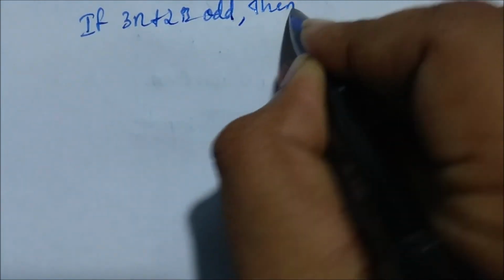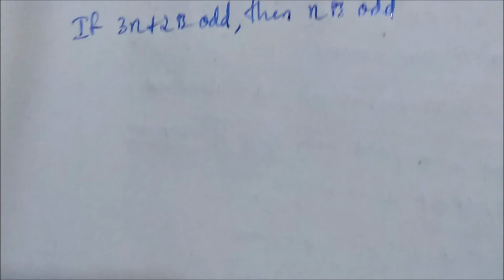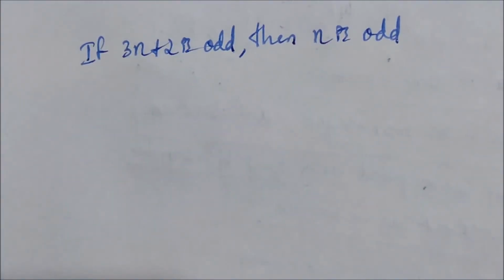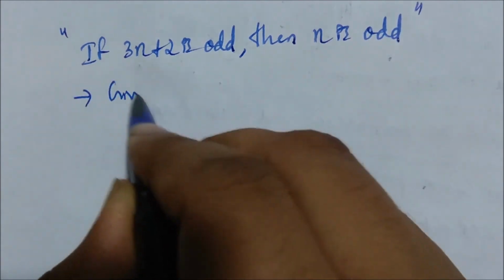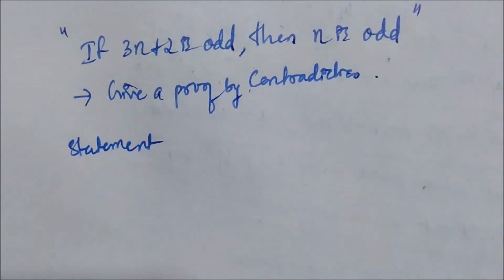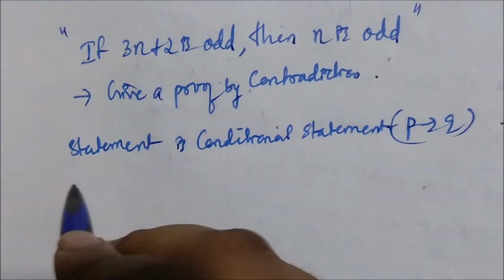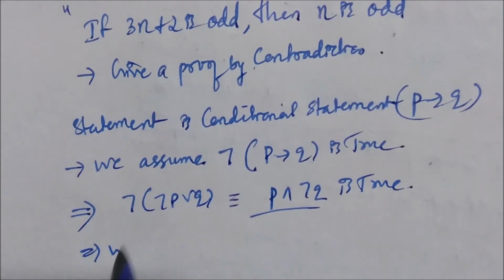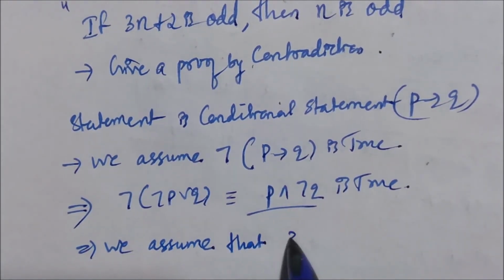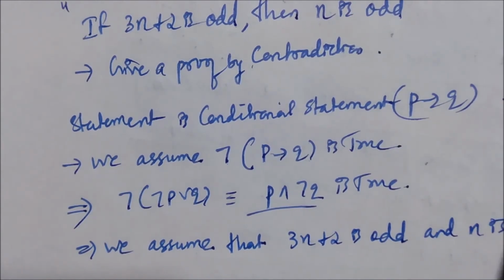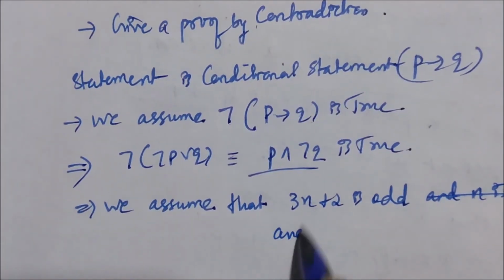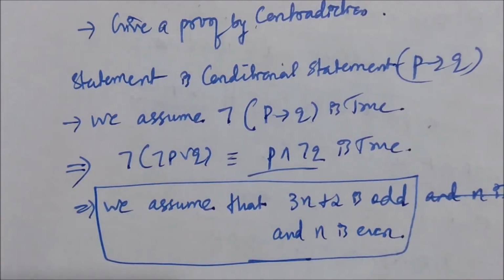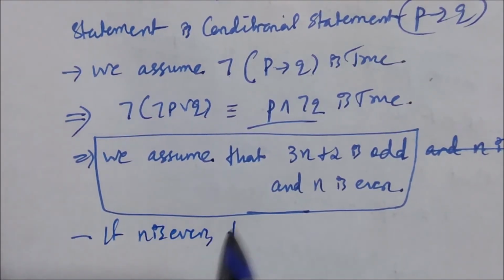Let's look at a conditional statement here, and we want to prove the statement using proof by contradiction. The statement is: if 3n plus 2 is odd, then n is odd. So this is a conditional statement, of the form P implies Q. We want to assume the negation of the statement is true. The negation of P implies Q is nothing but P and not Q. So we have to assume that P and not Q is true. Here we are assuming that 3n plus 2 is odd and n is even. But we know that if n is even, then 3n plus 2 is even. We have already seen this before.